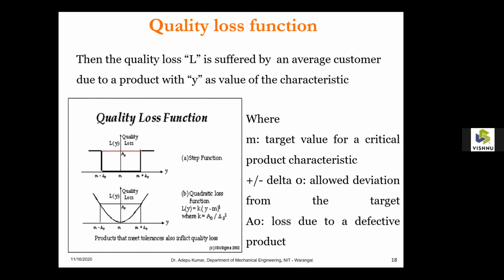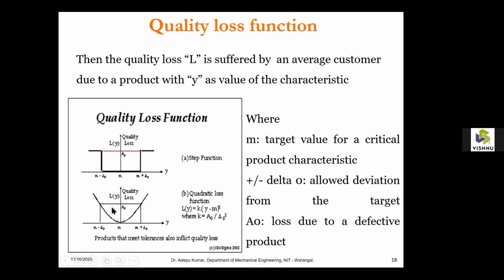Another factor is the quality loss function. Here I am showing the two quality loss functions. The m is the targeted value, m plus delta naught, m minus delta naught. Delta naught is the variation of the process, whether it's plus delta naught or minus delta naught. If your system performance is either plus or minus delta naught, then you are accepting. The quality loss function here is a linear one.